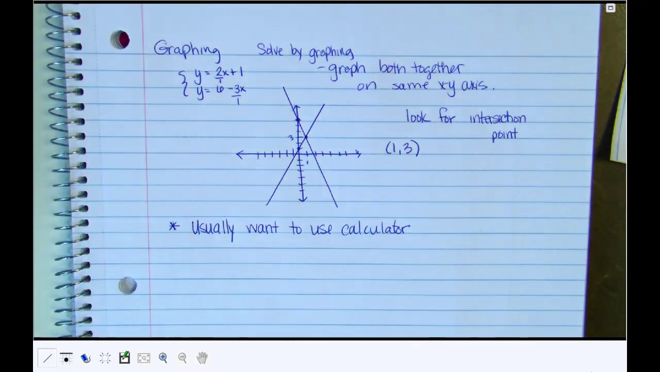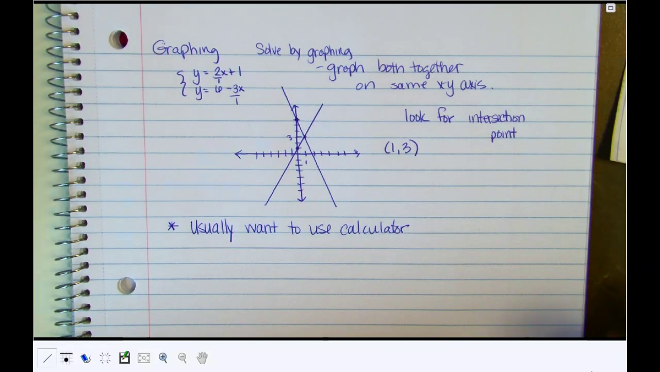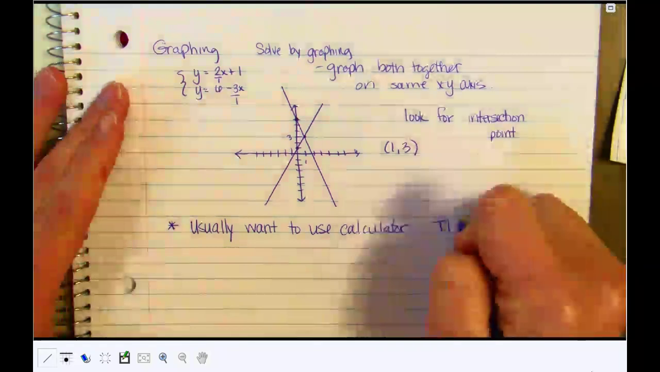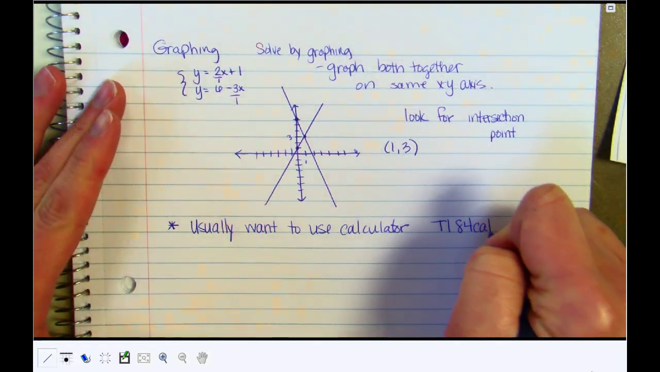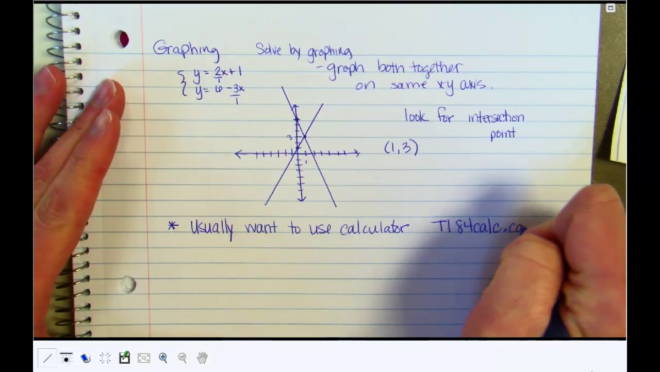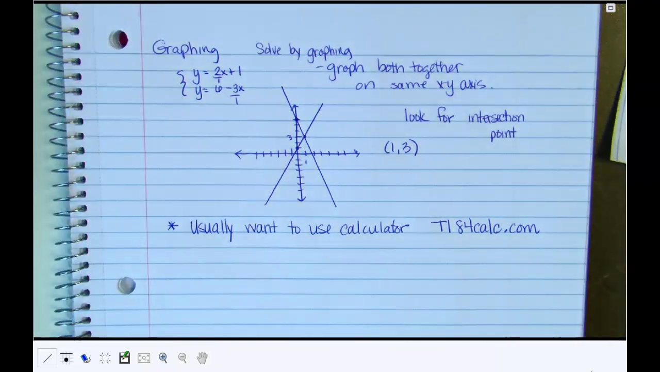Now, I want you to write this down on your paper. I want you to write down this website. It's ti84calc.com. Good. ti84calc.com is an online version of our same calculator.